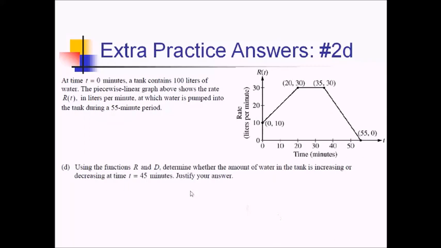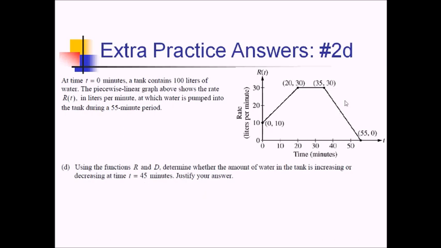For this part of the problem, they want us to use the functions r and d to figure out whether the amount of water in the tank is increasing or decreasing at time 45. So r is the rate at which water is coming in, d is the rate at which it's draining out. We just need to figure out which of these is larger, most positive, at time 45. So let's find r of 45 first.